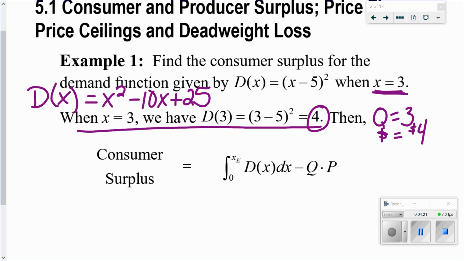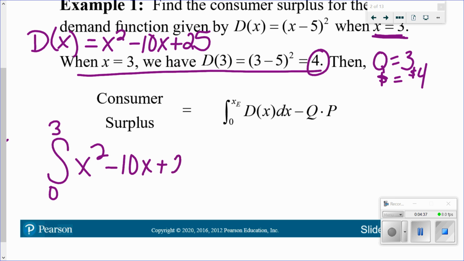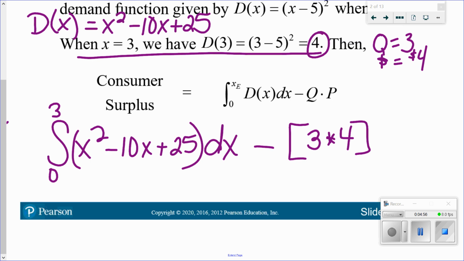So we're going to take the antiderivative from 0 to 3. They gave us the quantity in this example as 3. The demand function, x squared minus 10x plus 25 dx, minus, and from that we're going to have to subtract this rectangle, Q times P. We want to keep these two separate though. I want to get a number for this half, and then I'll subtract the 12 from it at the end.